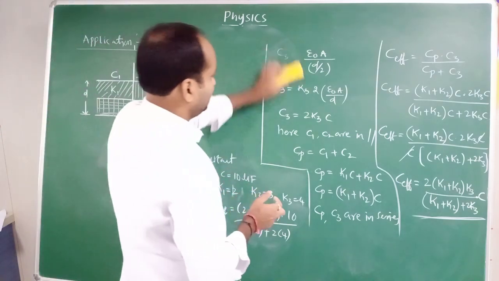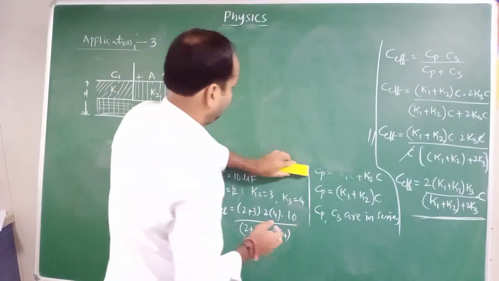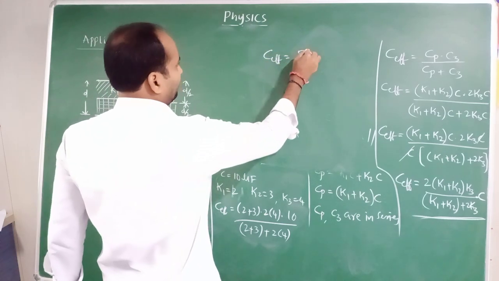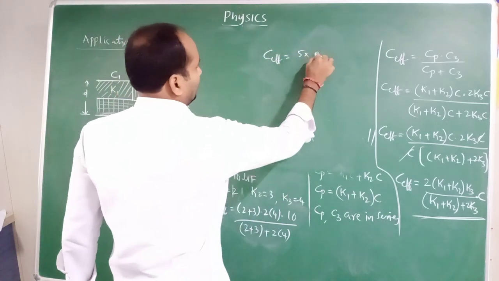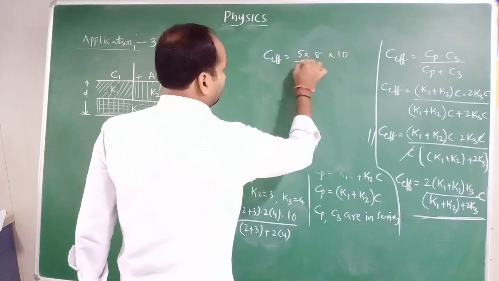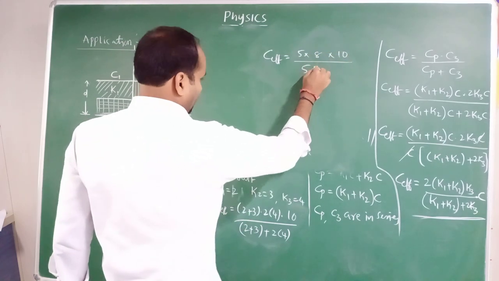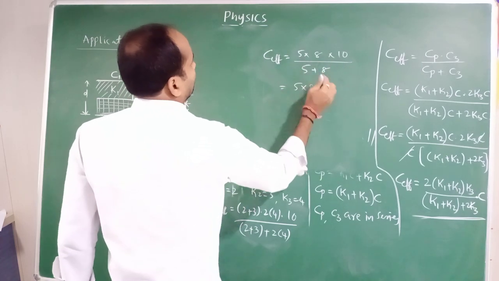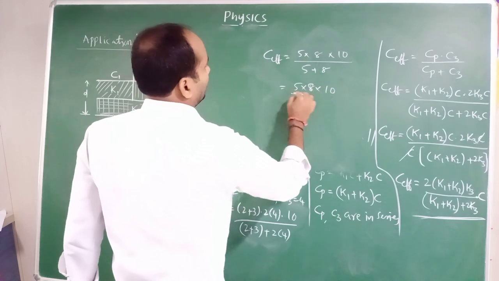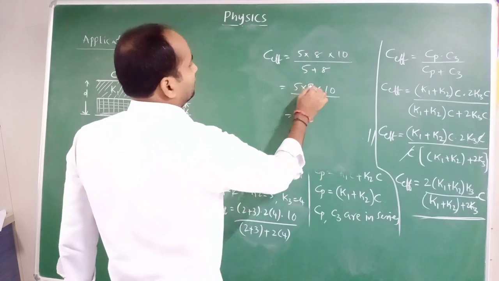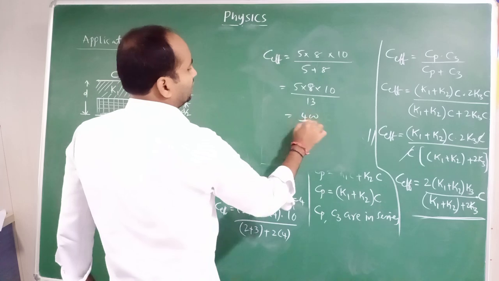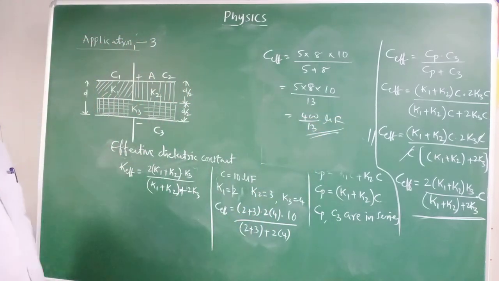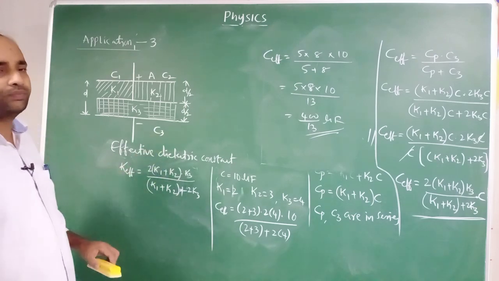What will we get here finally? 2 plus 3 is 5, so C effective is equal to 5 into 2 into 4, which is 8, into 10, by 5 plus 8. That is 5 into 8 into 10 by 13. 5 8s are 40, so 400 by 13 microfarad. So this is the effective capacitance for these conditions.